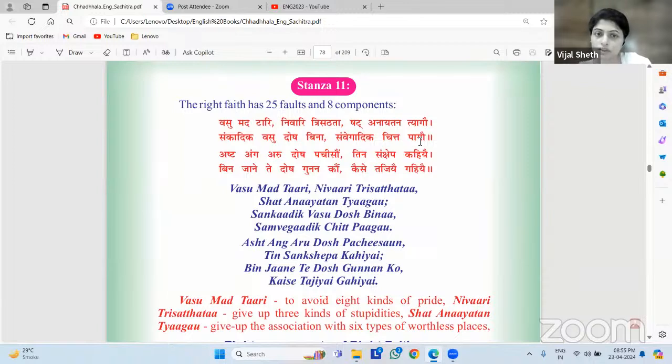बिन जाने ते दोष गुणन को कैसे तजिए गहिए. Without understanding what is a flaw and what is an attribute to be adopted, how will I be able to adopt or renounce? So how can I decide hey and upadey without understanding the nature of these flaws and the nature of the components? So that is why it is very important to understand these.